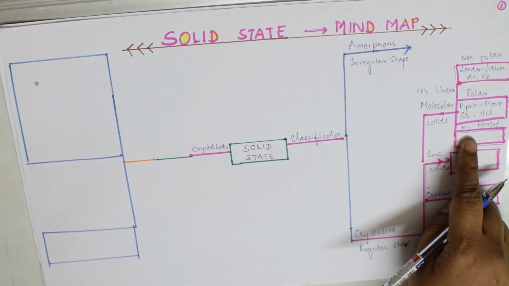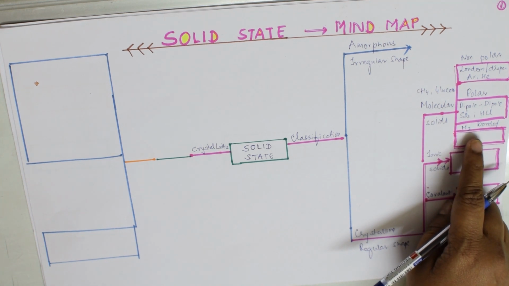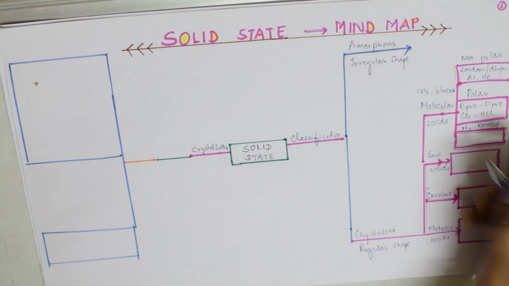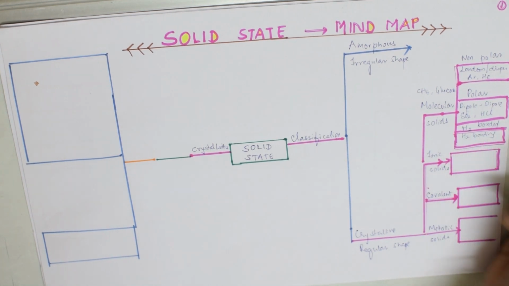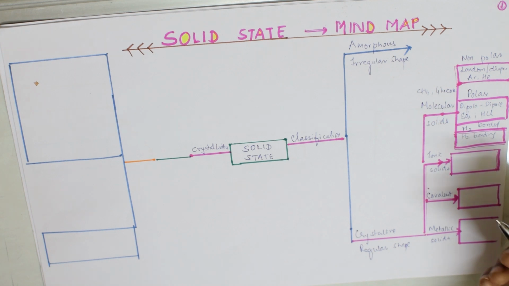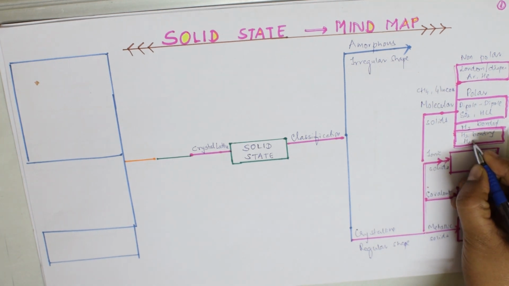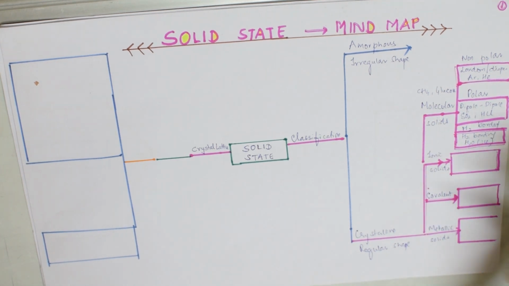Suppose I am talking about hydrogen bonded solids. Here again, molecules are held together by which bonding? Hydrogen bonding. As the name suggests, they are held together by hydrogen bonding. Right students? Done. So here the example is water, nothing but ice. Simple, isn't it? So let us come back.